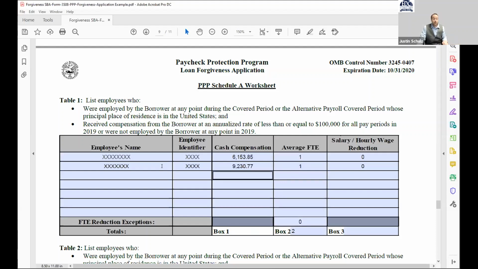And then you're going to add up the totals for these columns. And so this box winds up being 15,384. I cut off some cents. And then this box is going to be 0. And that means that we do not lose any of our forgiveness provision because we didn't reduce anybody's hours.